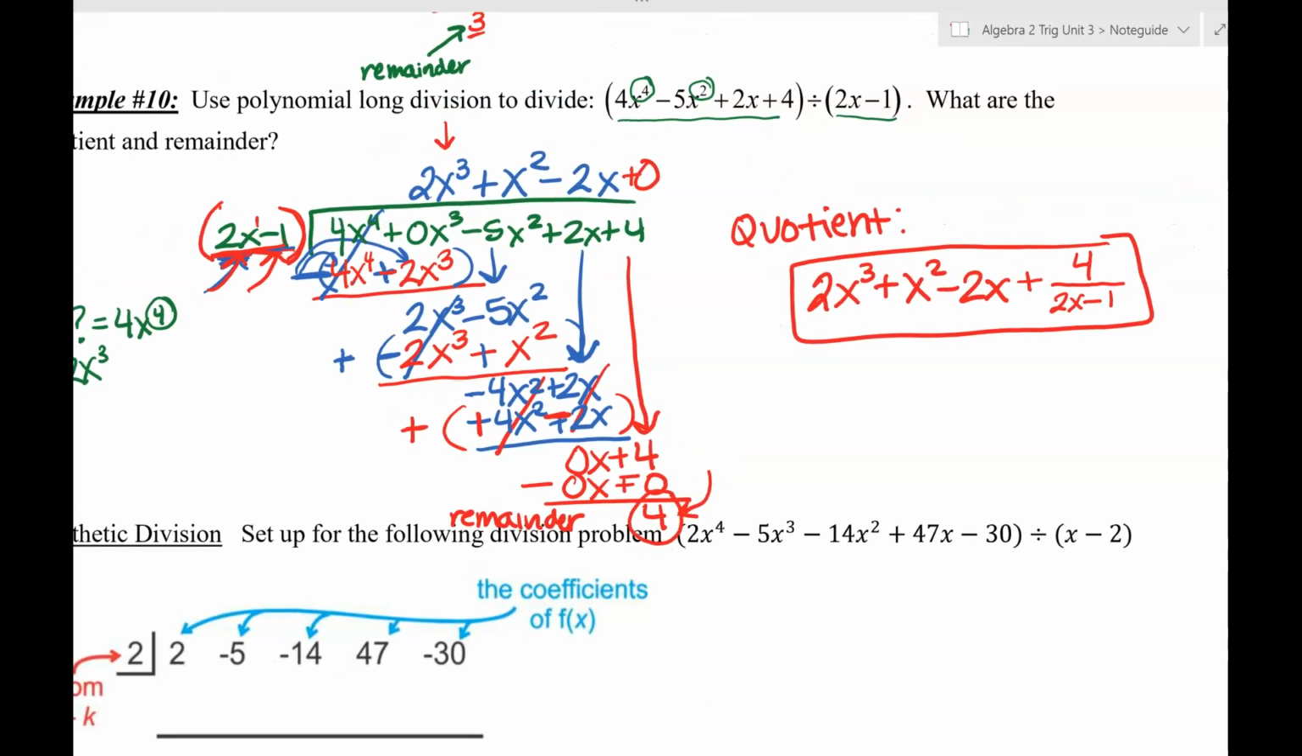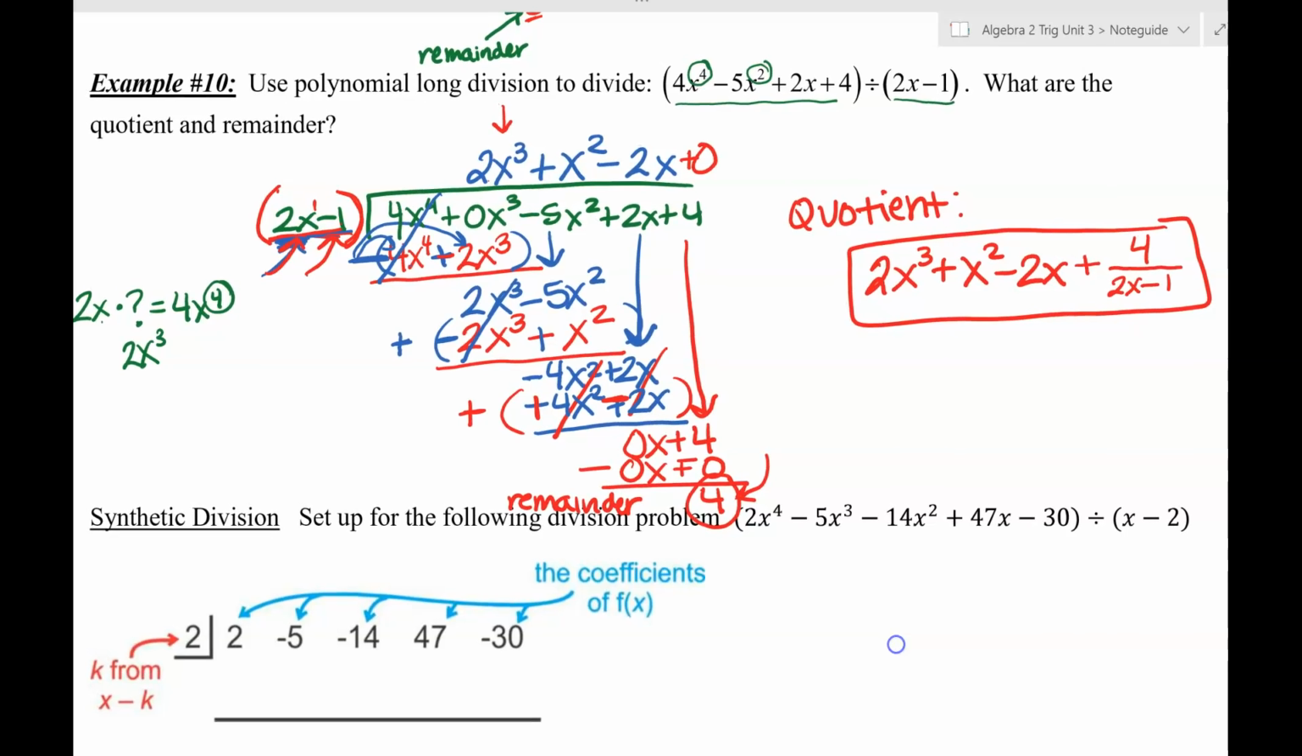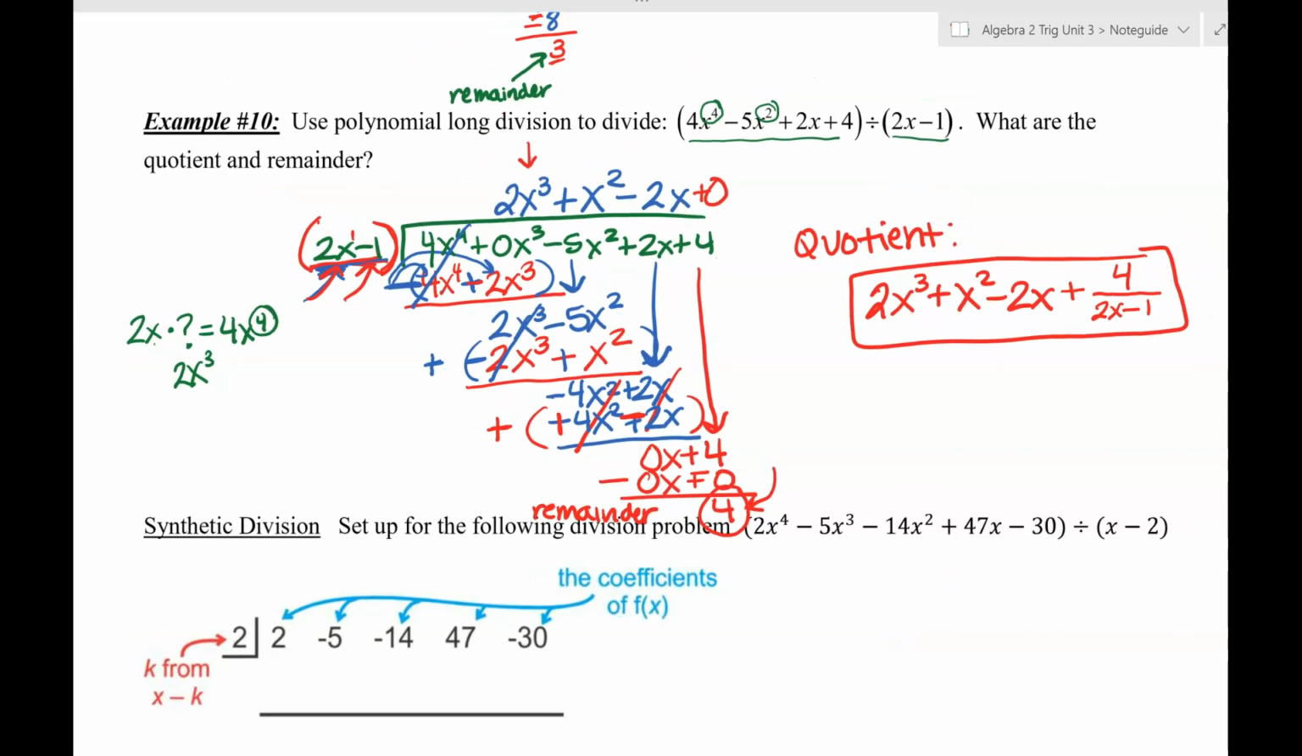So long division, really similar to how you've done it before. But division has this pattern to it. And so like we've seen with a lot of things, we can generalize that pattern. And when that happens in mathematics, oftentimes they come up with a new process or procedure, kind of like you guys saw with completing the square and quadratic formula.